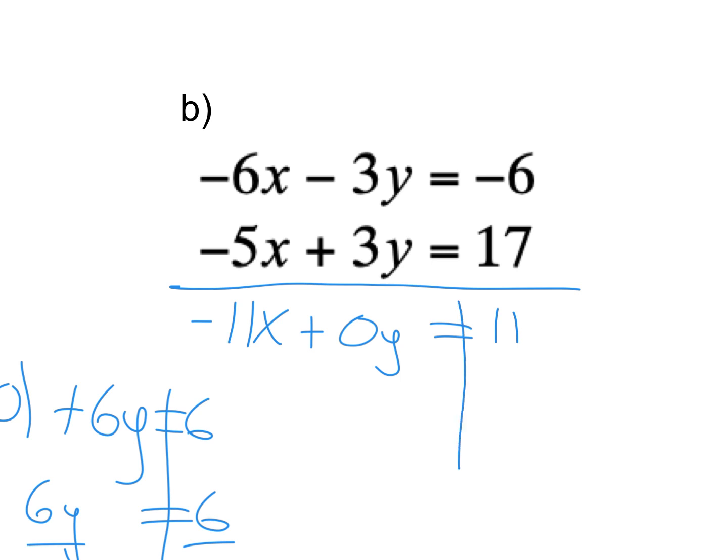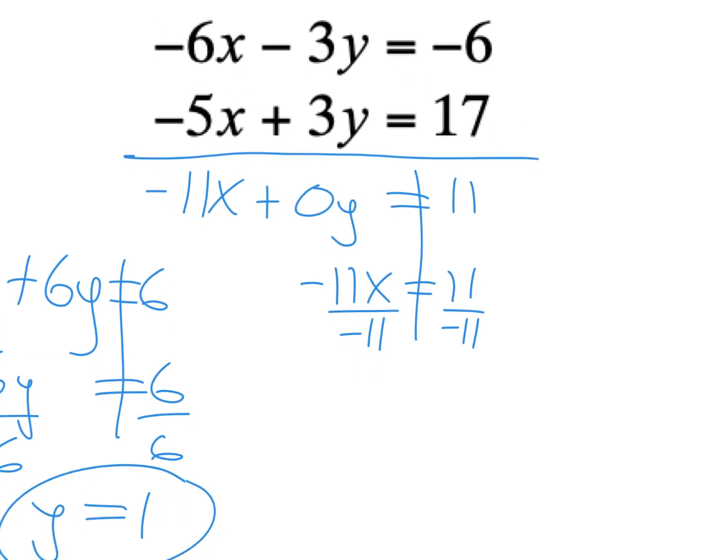All right, simplifying over here, I can get rid of the 0y because that doesn't change our equation. So I just have negative 11x equals 11. I'll divide by negative 11 to solve for x, and I get x equals negative 1.